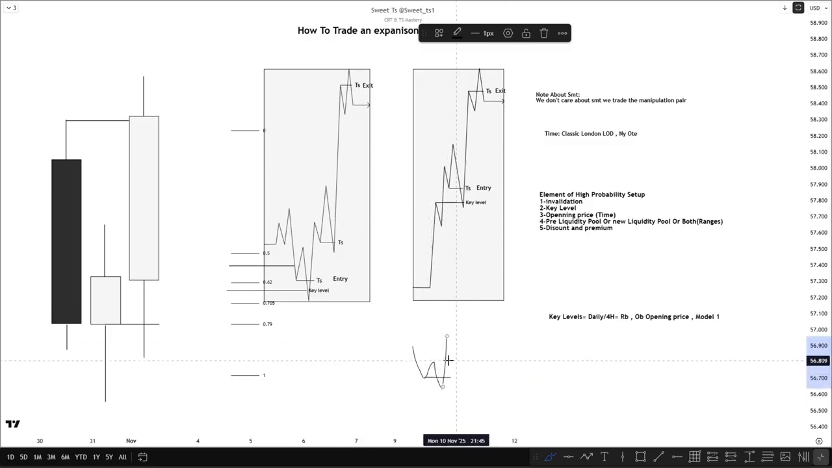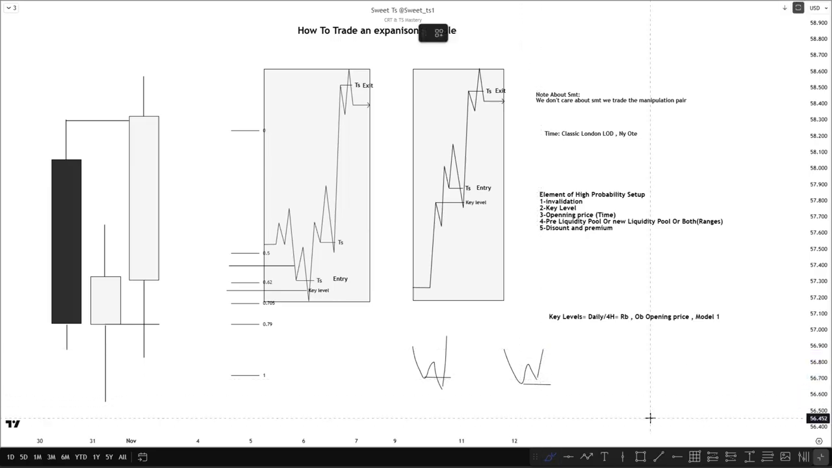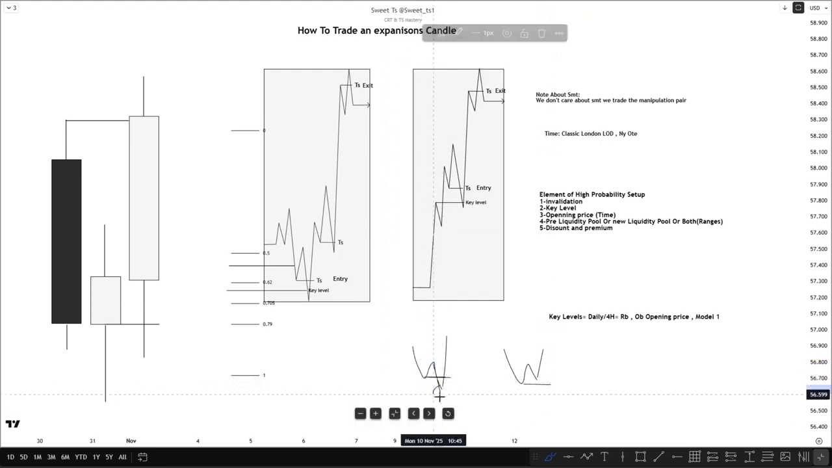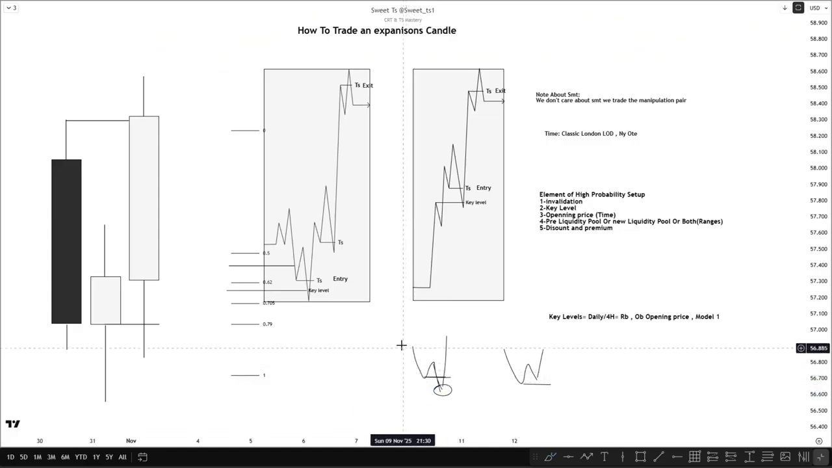So if both pairs didn't manipulate, now we don't have a trade idea basically. But the pair that drops below an old low, we are trading. We don't care about SMTs. We trade the pair that drops below old low, right?